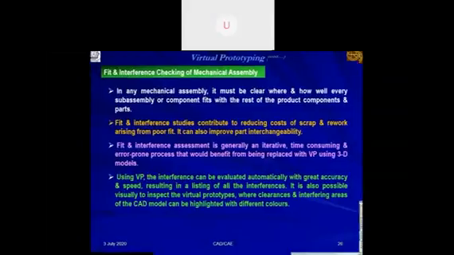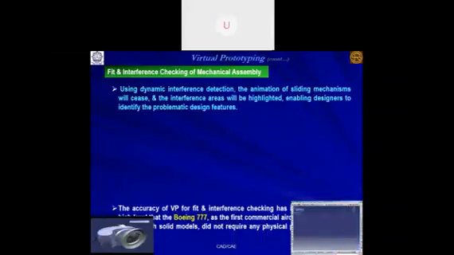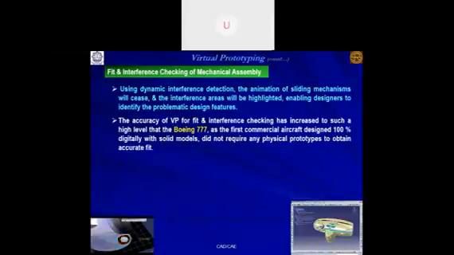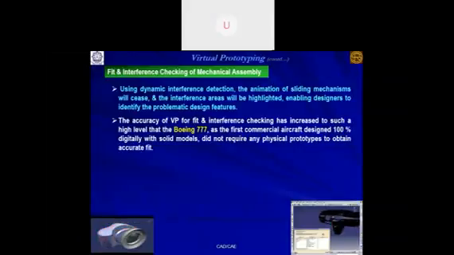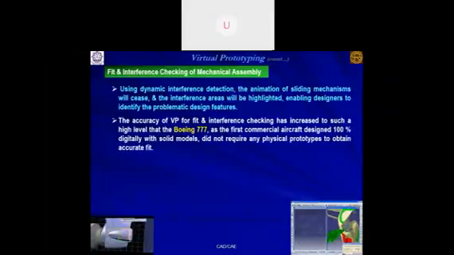And one example I would like to tell you here is that the accuracy of the virtual prototyping tools for fit and interference checking has increased to such a high level that the Boeing 777, one of the big aircraft, was the first commercial aircraft designed 100% digitally with a solid model or 3D model, which did not require any physical prototype to obtain the accurate fit.